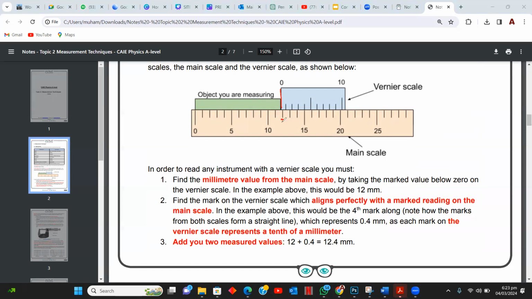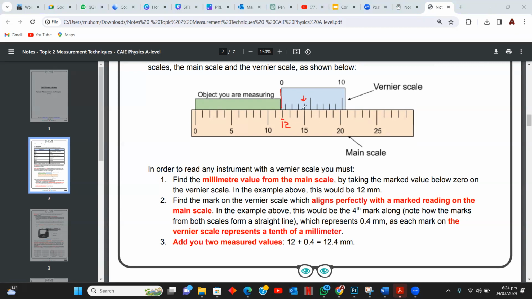You're going to note this down. This is going to be 12 mm. Okay, so you just note it. Now, the next thing that you will look at is any line on a vernier scale and a main scale that coincide, जो बिल्कुल align हो जाए एक दूसरे के साथ. So this is a line over here. You see this one that basically aligns perfectly with the line on the main scale.